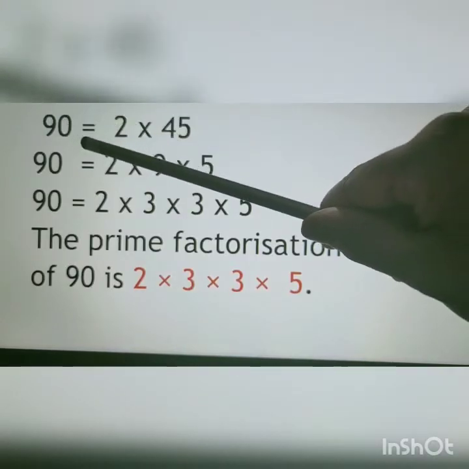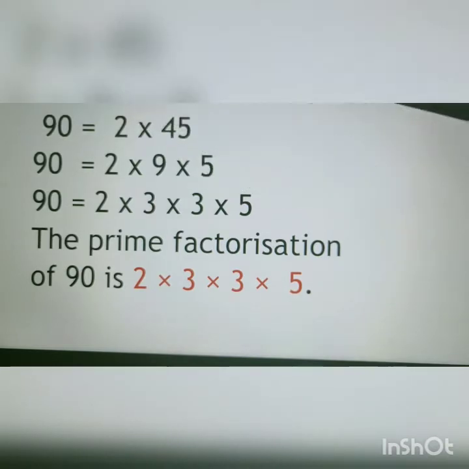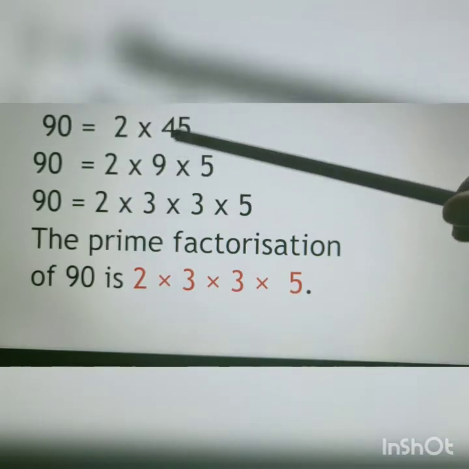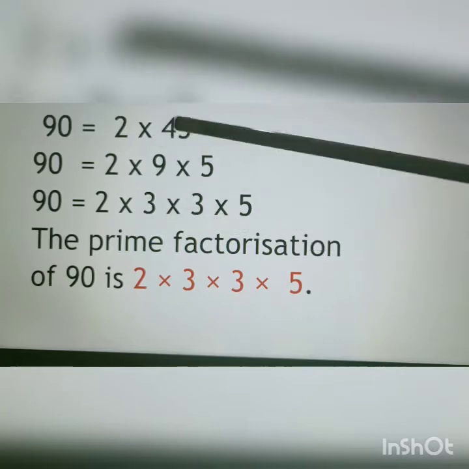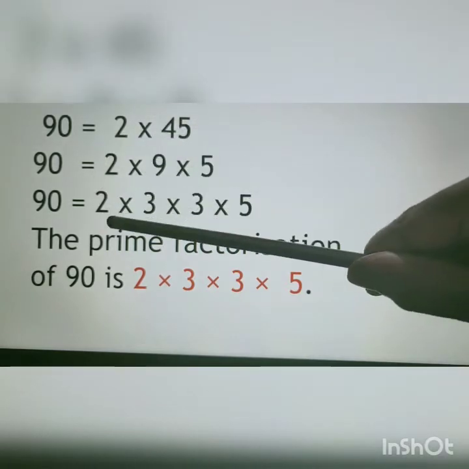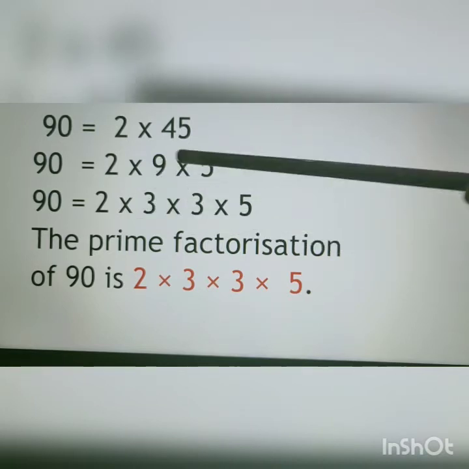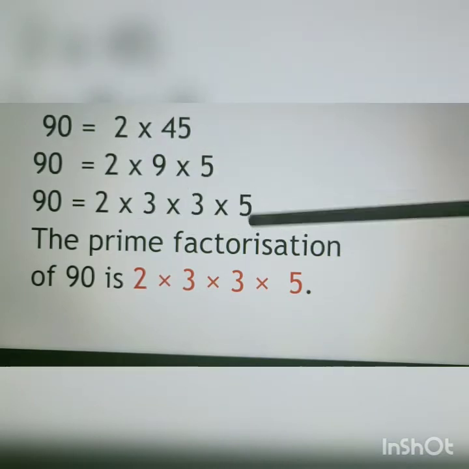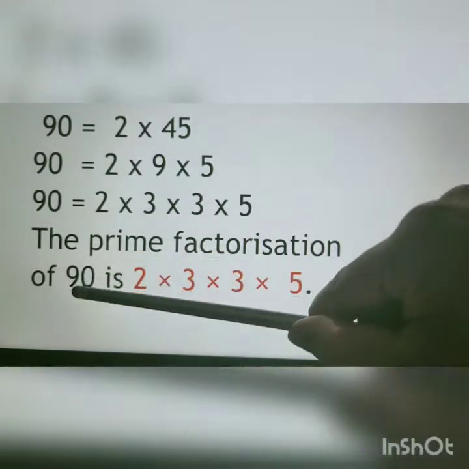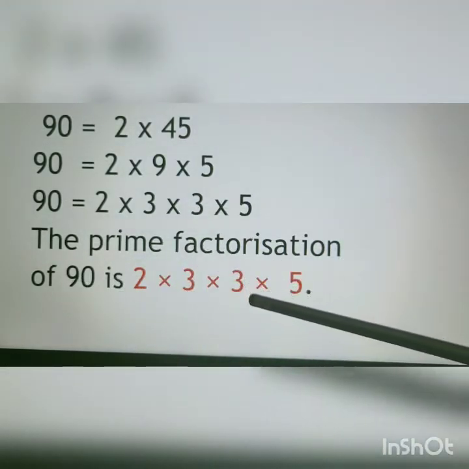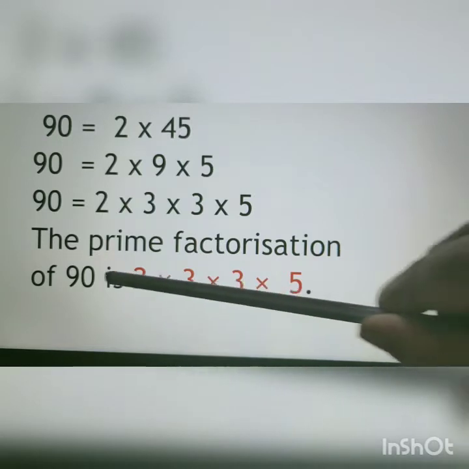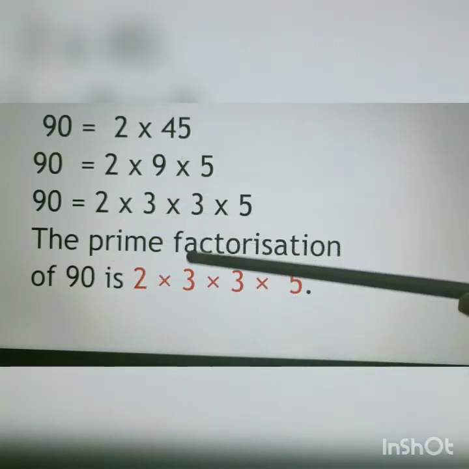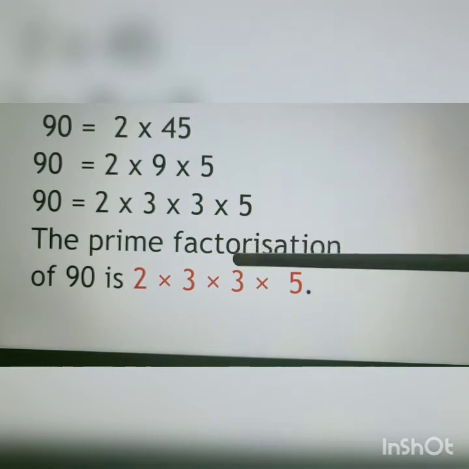Example, 90 we can write as 2 into 45. 45 we can write as 9 into 5. 9 again we can write as 3 into 3. And 2 we will write here, 9 will be written as 3 into 3, and 5 is also a prime number. So the prime factorization of 90 is 2 into 3 into 3 into 5. All of its factors are prime. When all the factors of a given number are prime and expressed as the product of its prime factors, then we can say it is prime factorization.